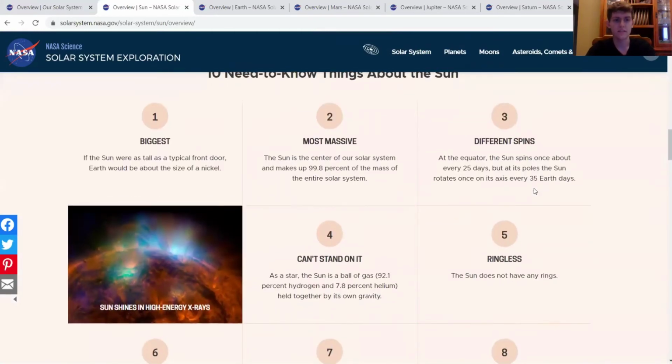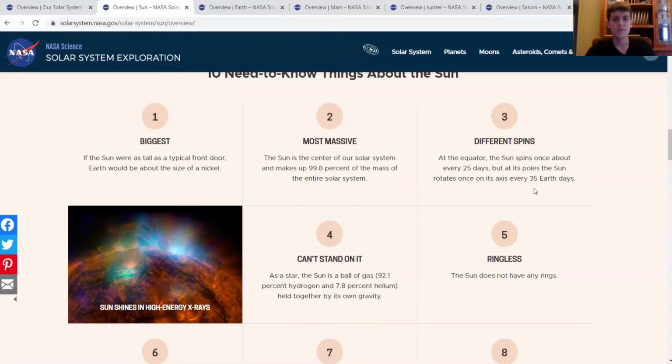So here's some more facts. If the sun were as tall as a typical front door, Earth would be the size of a nickel. So imagine your front door and put a nickel by it. That would be Earth, and your door would be representing the sun. That's a good ratio of the size of Earth to the sun that you want to see.